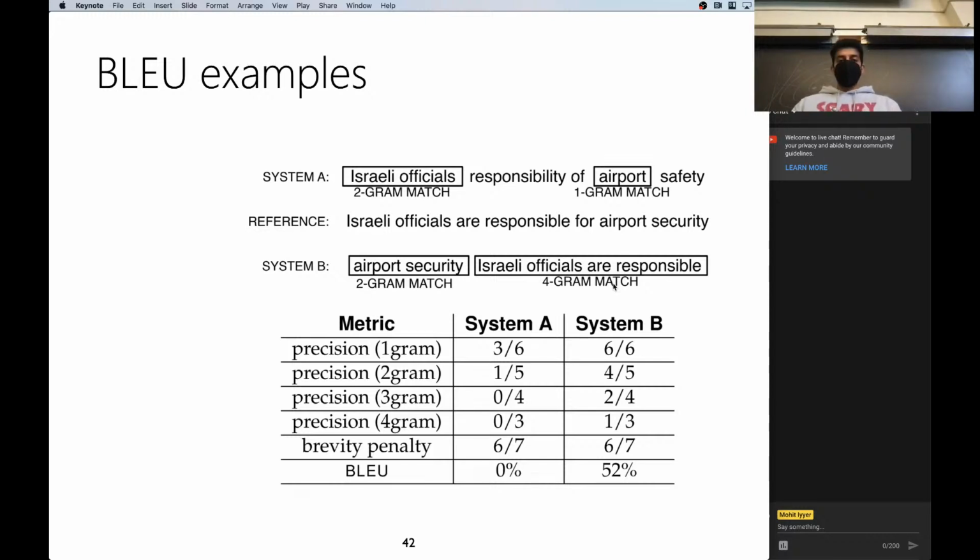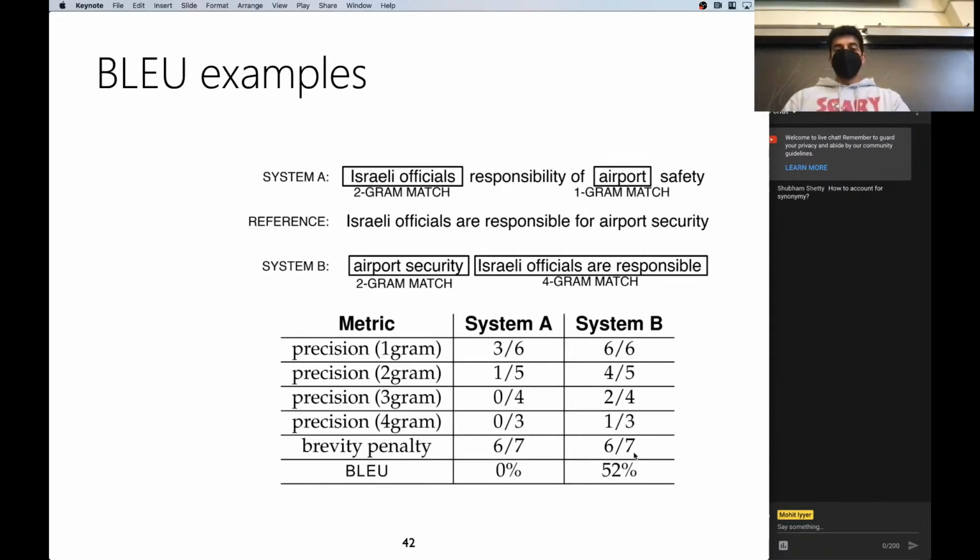Okay, so let's go through an example maybe with both of our system outputs from the previous case. So remember that at the word level, this translation, airport security Israeli officials are responsible, was getting 100% word-level precision and recall. So here we see that the unigram precision is 6 out of 6 on system B. We already saw this. If we look at the 4-gram precision, system A has no matching 4-grams. That's a 4-word phrase compared to the reference. System B has 1 4-gram, Israeli officials are responsible, which matches with the reference.